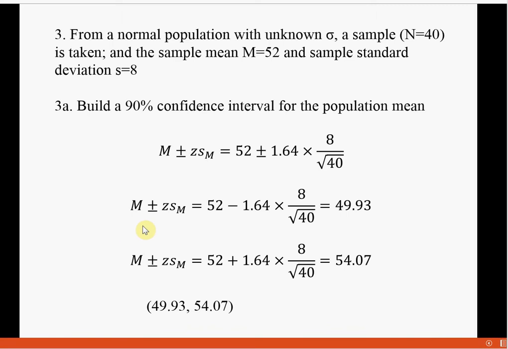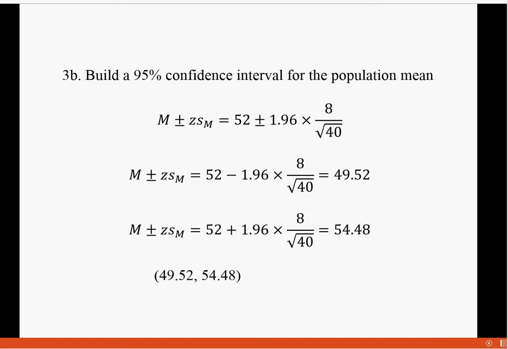Okay. Then we complete these two calculations and obtain 49.93 as a lower bound and 54.07 as upper bound. Then we proceed to build a 95% confidence interval. Again, the only thing that actually changed is the standard error here. We complete two separate calculations and obtain the lower bound 49.52 and upper bound 54.48. Okay.